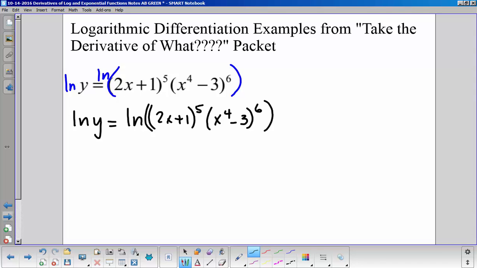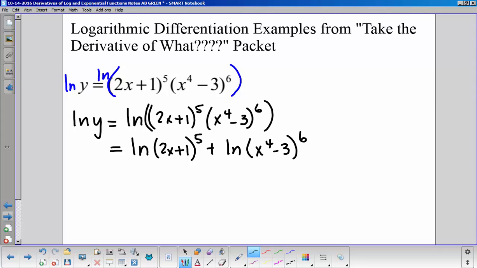Now logs are really cool things because they have some properties that can help us out. Can we expand this or unbundle it? Because this is the natural log of a product, we can say that this is the natural log of (2x plus 1) to the 5th plus the natural log of (x to the 4th minus 3) to the 6th. Everybody agree with that? Now, can you unbundle this even more? We can take this 5 and bring it down in front, and we can take this 6 and bring it down in front.